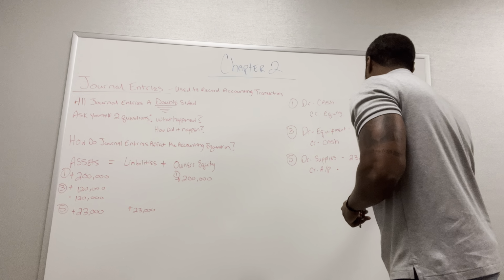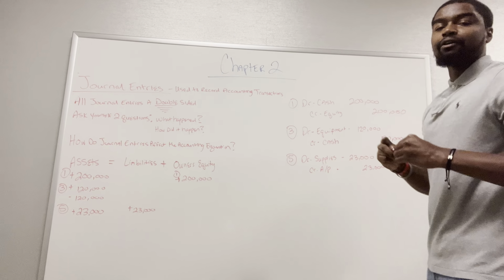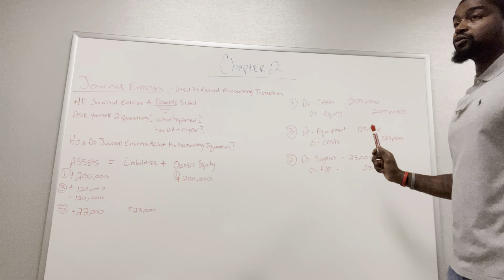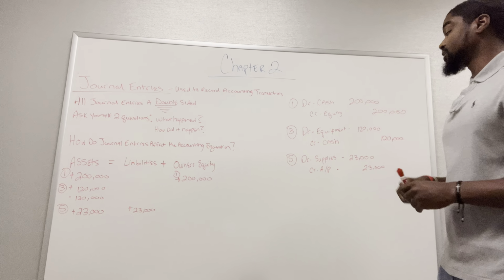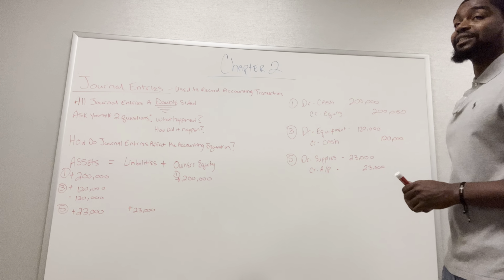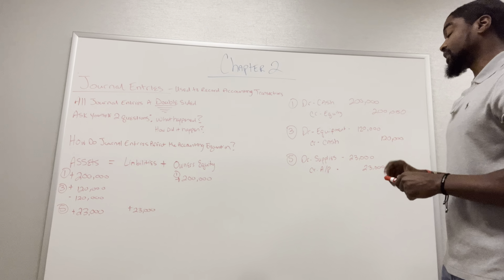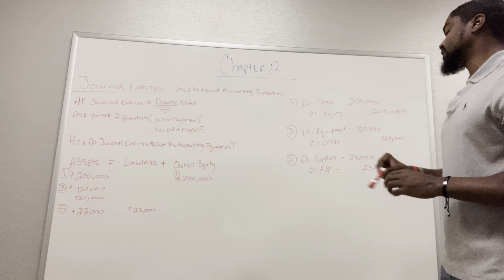So that to me is why the how did it happen matters, because how did we pay for this? Either we use cash or we use an account. So if we use cash, then we decrease cash. If we pay for it via accounts payable, then we do not touch the cash account. We credit accounts payable, which is a liability account, and we debit our asset account.